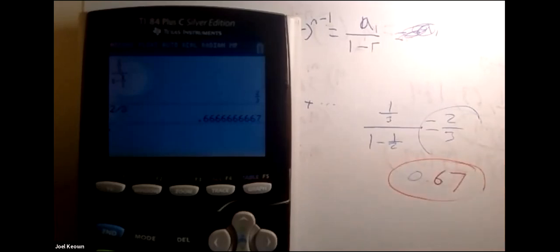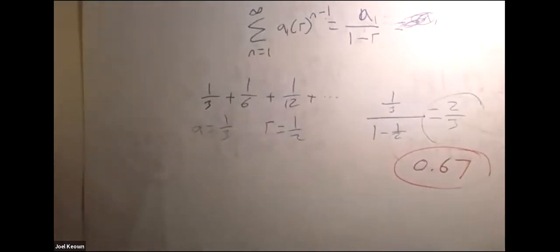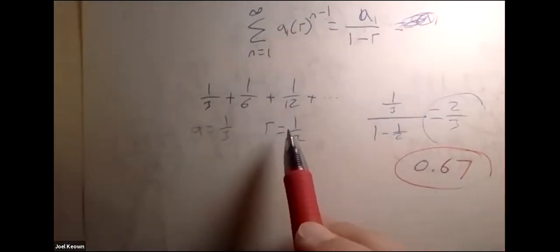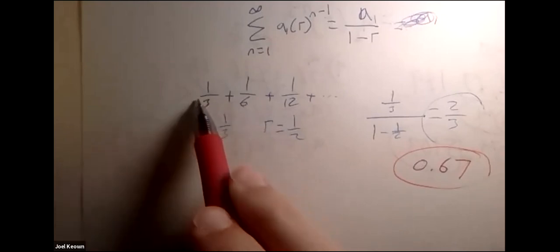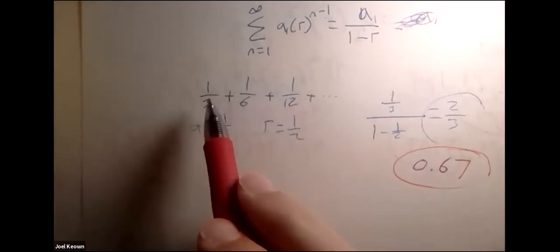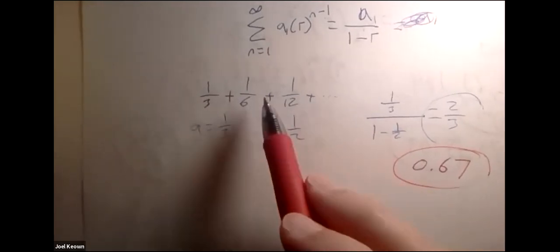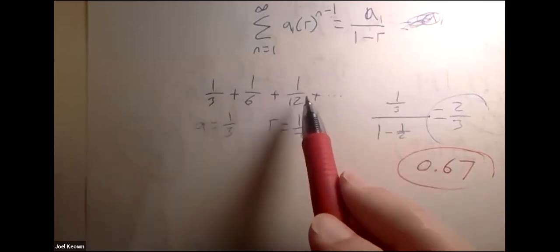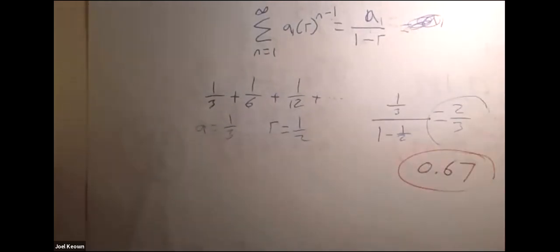Okay. So how am I able to add up an infinite amount of numbers and not only come up with a number, but come up with a pretty small number? Well, it's because my r was less than 1. So because my r is less than 1, my numbers here keep getting smaller and smaller, or rather they keep approaching 0. So as I go forever, these numbers are getting closer and closer and closer to 0.